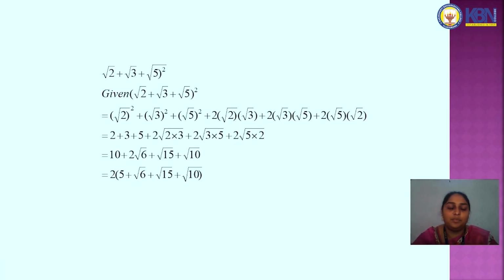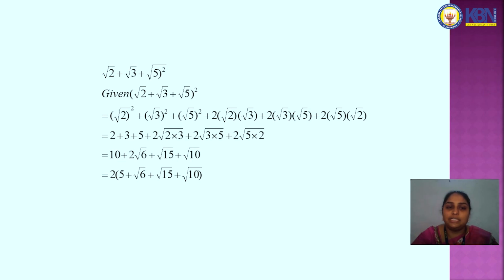Similarly, we have another problem. Here it is given: (square root 2 plus root 3 plus root 5) whole square. When we observe, the formula for (a plus b plus c) whole square is a square plus b square plus c square plus 2ab plus 2bc plus 2ca. Here in place of a we have root 2, in place of b we have root 3, and in place of c we have root 5.